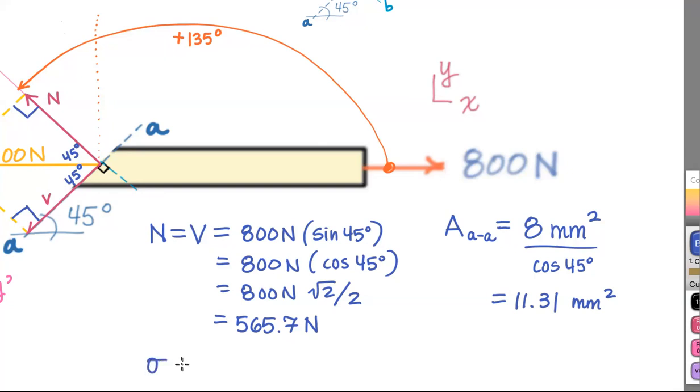Our value of our normal stress, N over A, plug in 565.7 newtons over 11.31 mm². That'll get 50 megapascals.